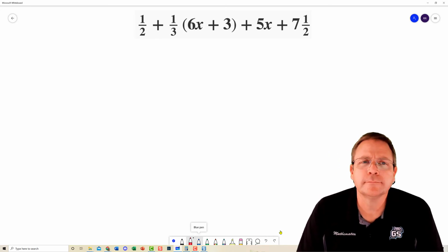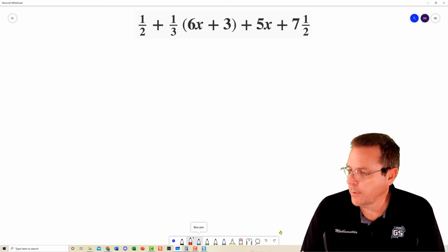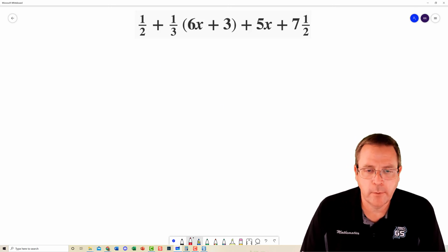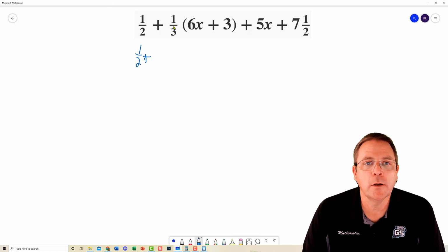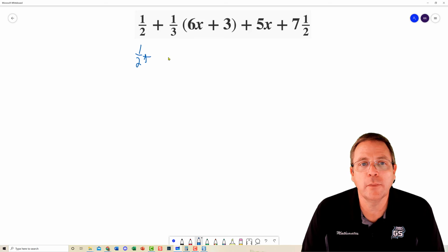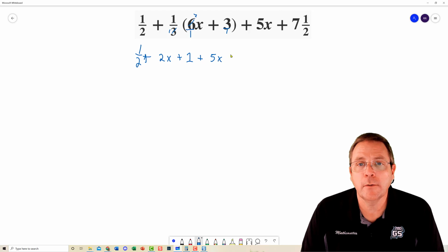Did you get a good answer? Let's see how I'm going to do mine. First thing I'm going to do is start off by using my distributive property where I need to. That means the 1/2 stays the same, plus 1/3 times 6. Well, 1/3 of 6 is going to be 2, and of course the x is going to come down with that. What I did there is just simplify and multiply. Plus 1/3 of 3, once again simplify and multiply, and that's going to give me a 1 right there, plus the 5x is going to come down, plus the 7 1/2 are going to come down.